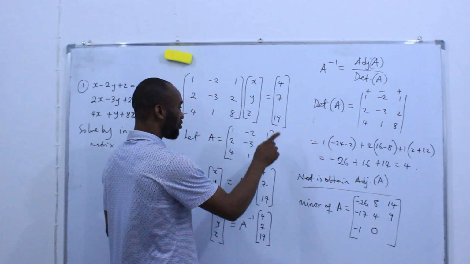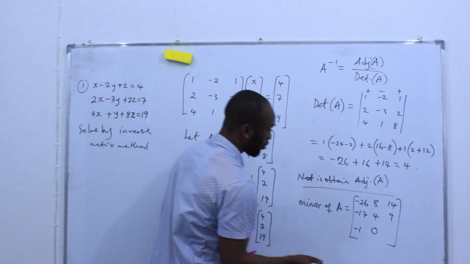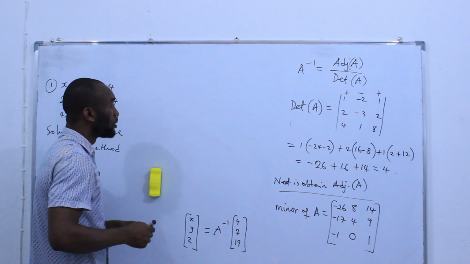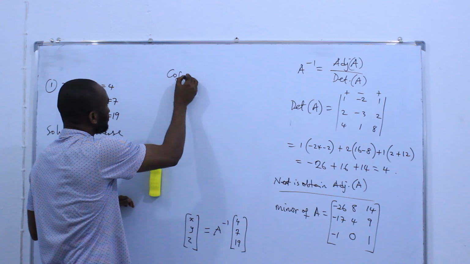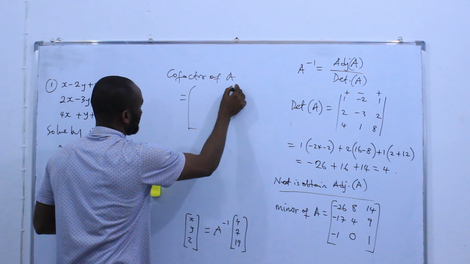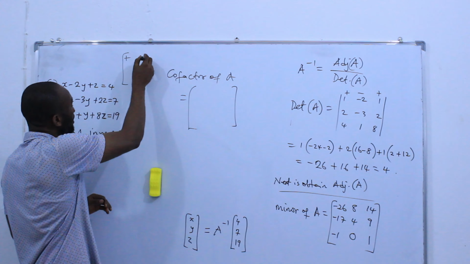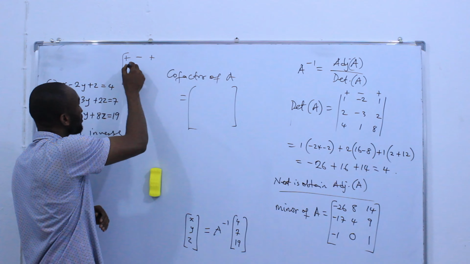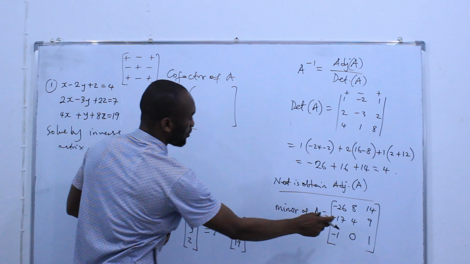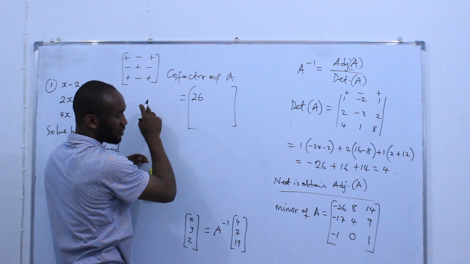The minor of 8 is this one here: minus 3 plus 4, which is 1. This is a minor matrix of what? The cofactor of A is gotten by applying this sign matrix, plus minus plus, minus plus minus, plus minus plus, on the minor. So we have plus 26 for the cofactor.